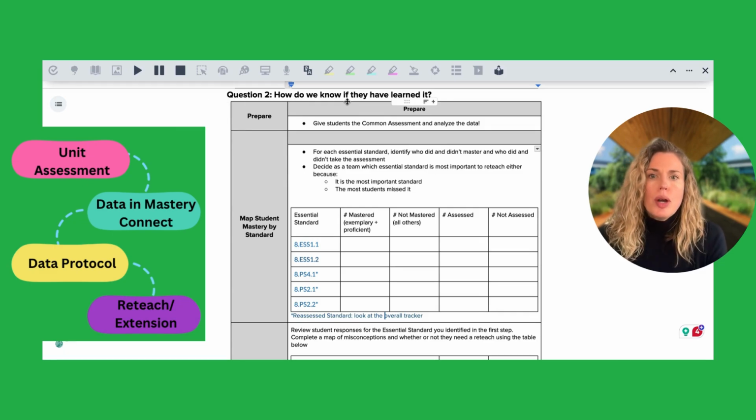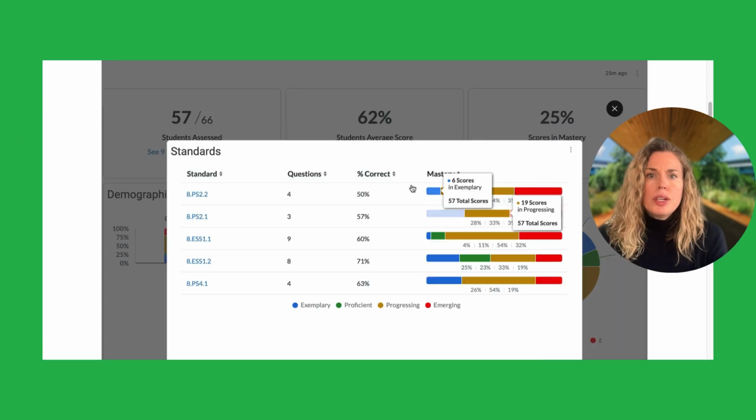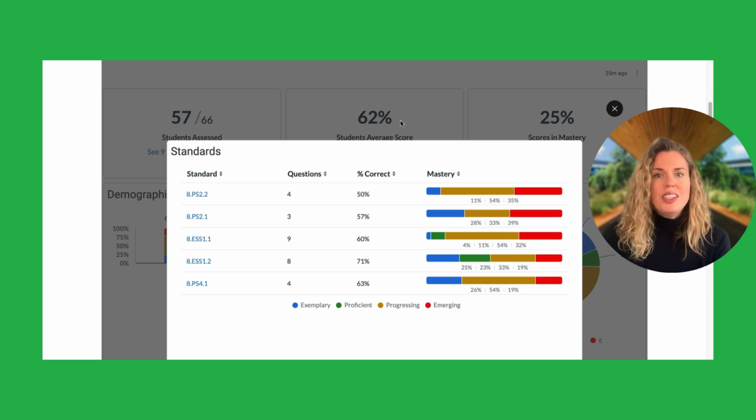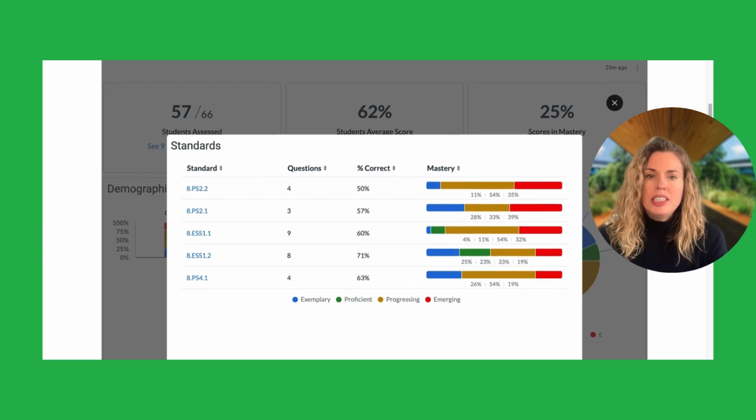So for question 2, how do we know if they have learned it? The first thing we're going to do is give the students the common assessment and analyze that data. We looked at how to access that data the last 5 Minute Friday. So we are going to pull that up and look at the essential standards that were assessed. So when I look at my Mastery Connect, I pulled up my data. If you forgot how to do that, go back to part 1 of this video.